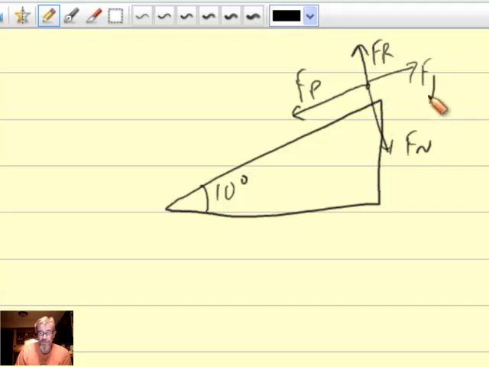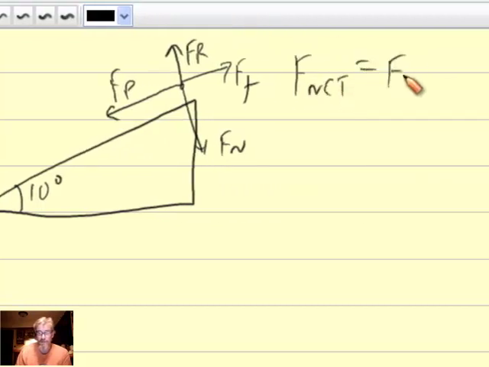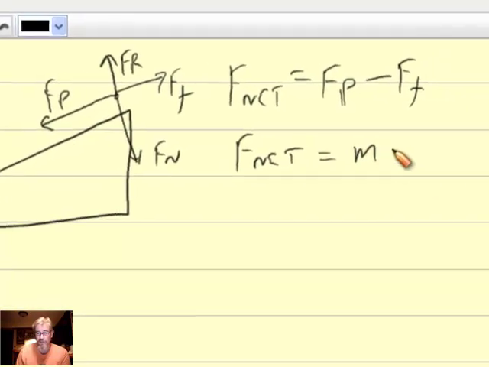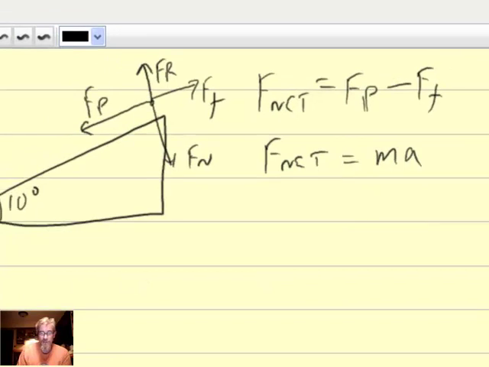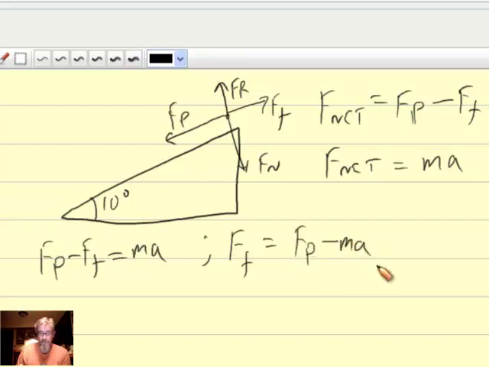And we have a frictional force. But this time the frictional force is not balanced by the parallel force. Parallel force must be larger. So that means the net force that's on the skier must be equal to the parallel force minus the frictional force. But we also know that the net force is related to the acceleration in this way. Net force is mass times acceleration. So since both of these are equal to net force, we could make an equation here. We could say that force parallel minus force friction is equal to ma. Or we could say force friction is equal to force parallel minus ma.